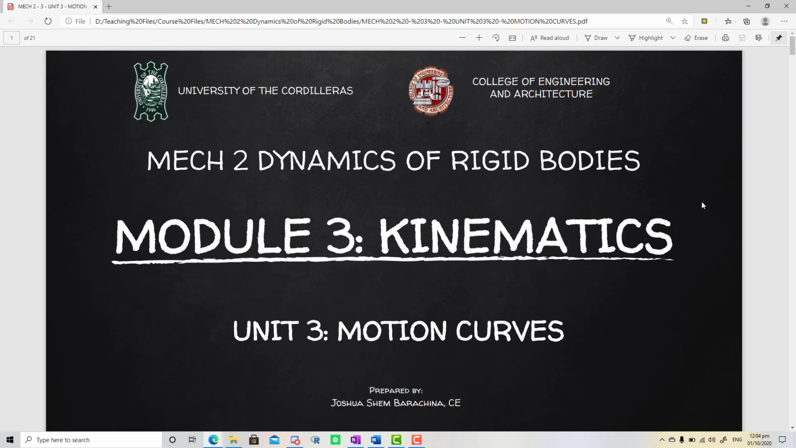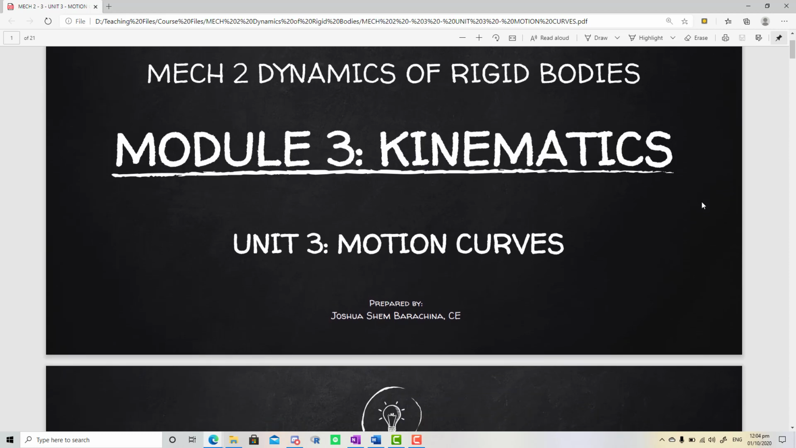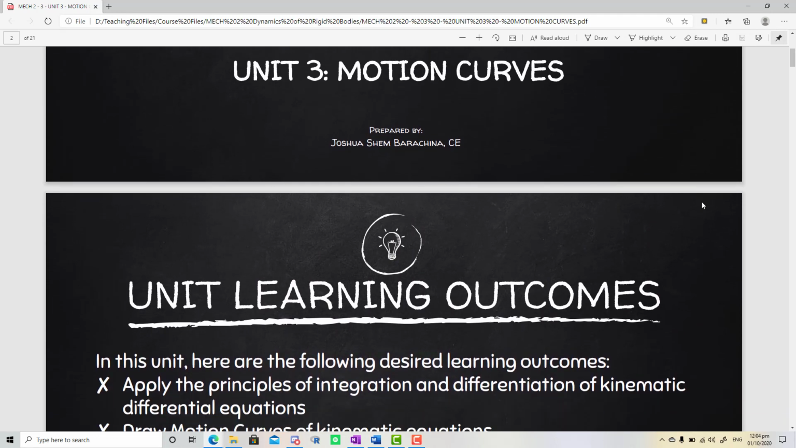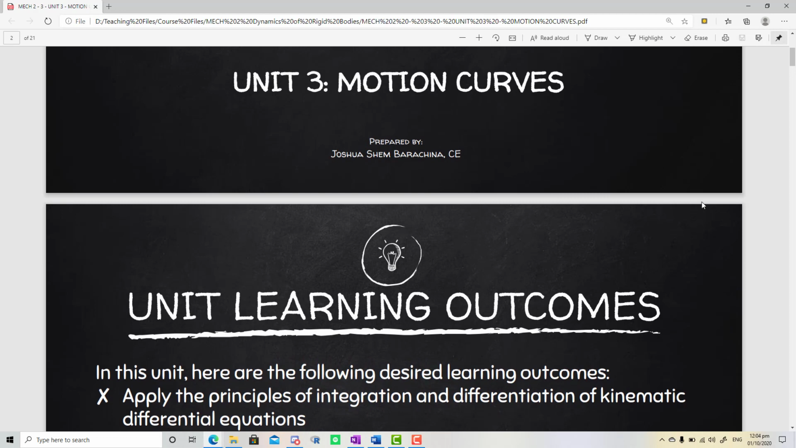It's part of dynamics, which is kinematics. Again, dynamics is divided into two parts, and that is kinetics and kinematics. For kinetics, we are just concerned about the forces or torque that is causing the motion of an object. While kinematics, we are concerned about the geometry of motion, or how the object behaves in its motion. So this is motion curves as part of what we call rectilinear motion.